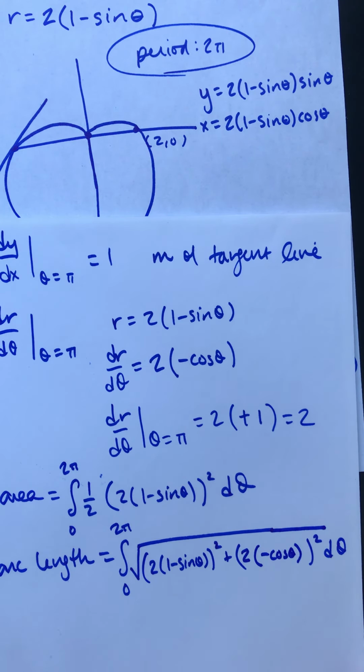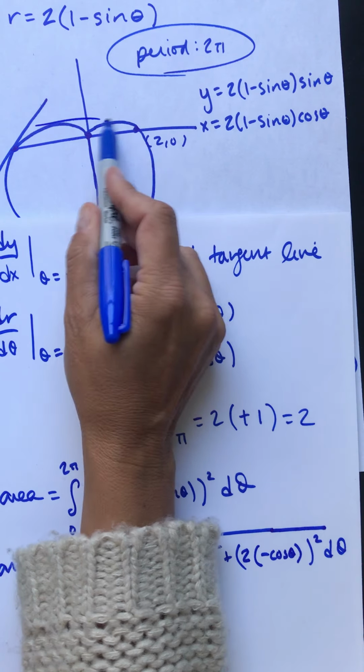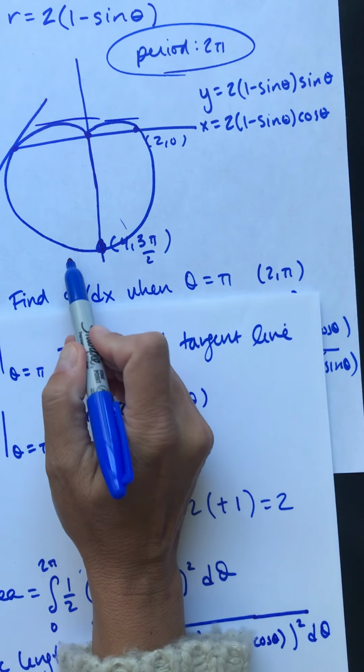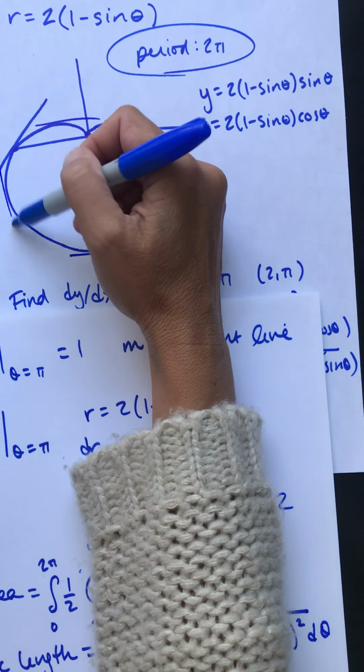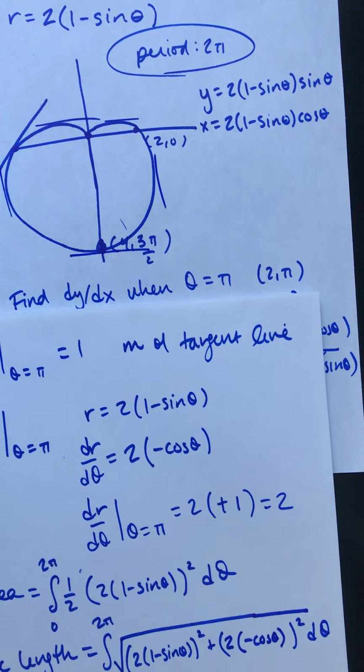I don't think there's anything else we can do to this one. We could figure out when the derivatives are 0, which would be here and here. Also down here. I could figure out when my derivatives would be undefined, which would be right here. That's about all the fun that we can have with this one.